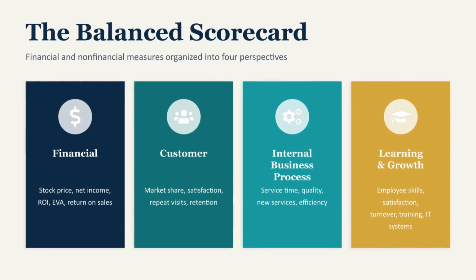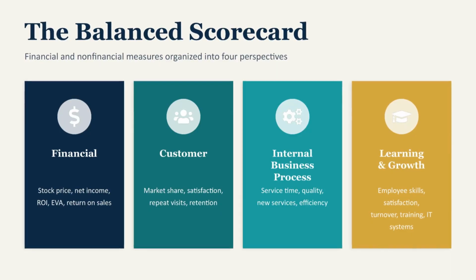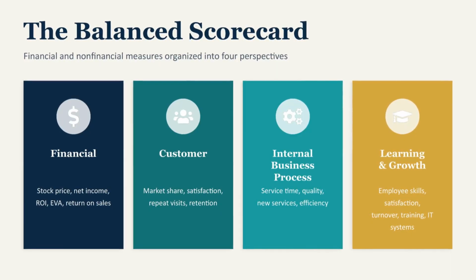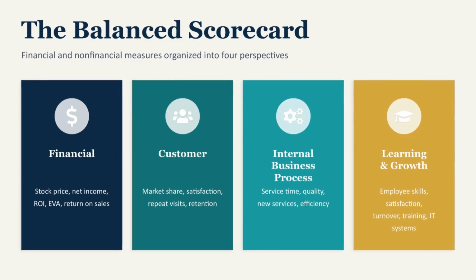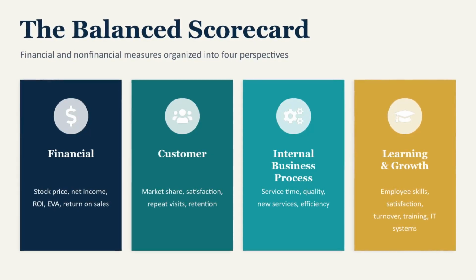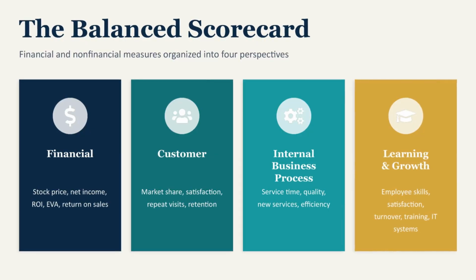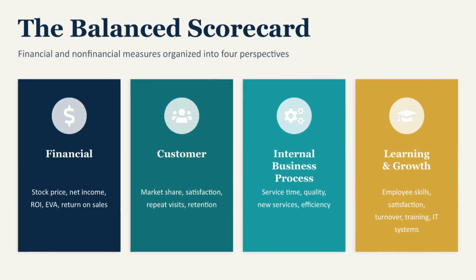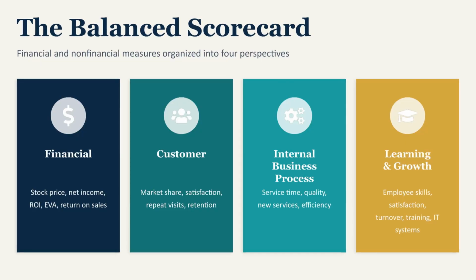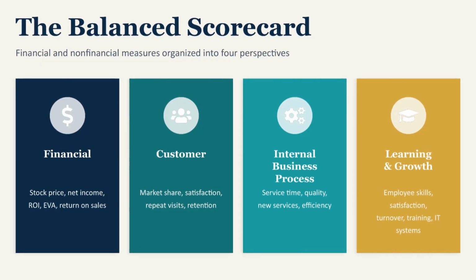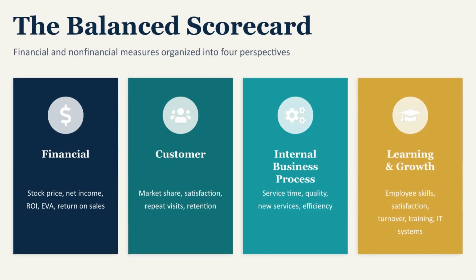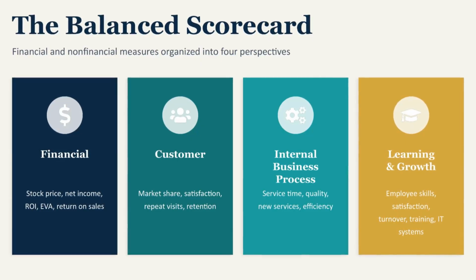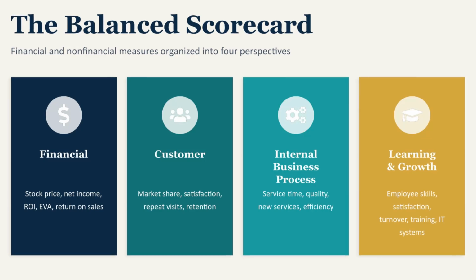The financial perspective tracks net income, ROI, and even EVA. The customer perspective measures market share, guest satisfaction, and repeat bookings. Internal business process focuses on service time, room quality, and efficiency in launching new amenities. And learning and growth gauges staff skills, training participation, turnover, and IT support. Only by combining these 4 views can we see the whole picture.